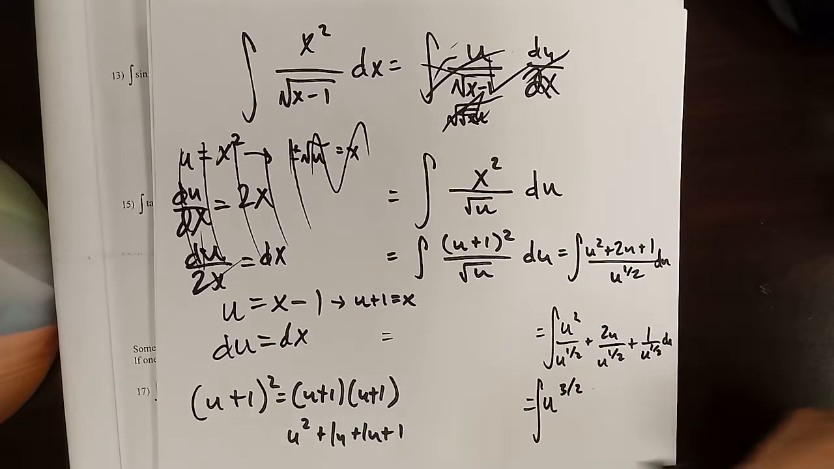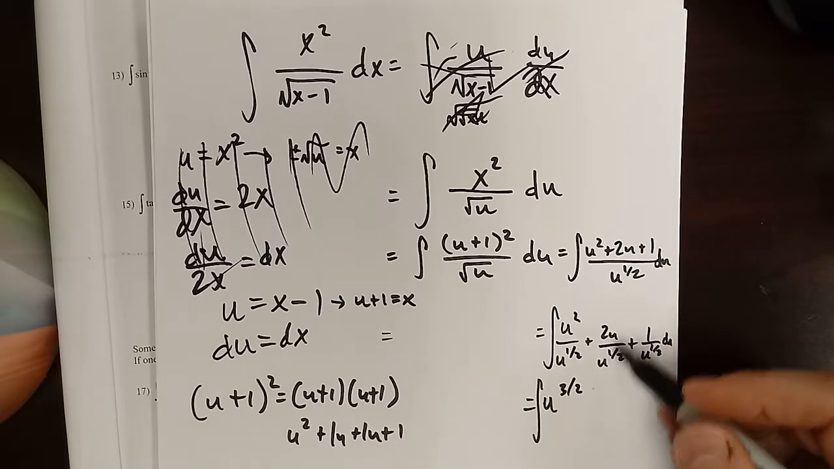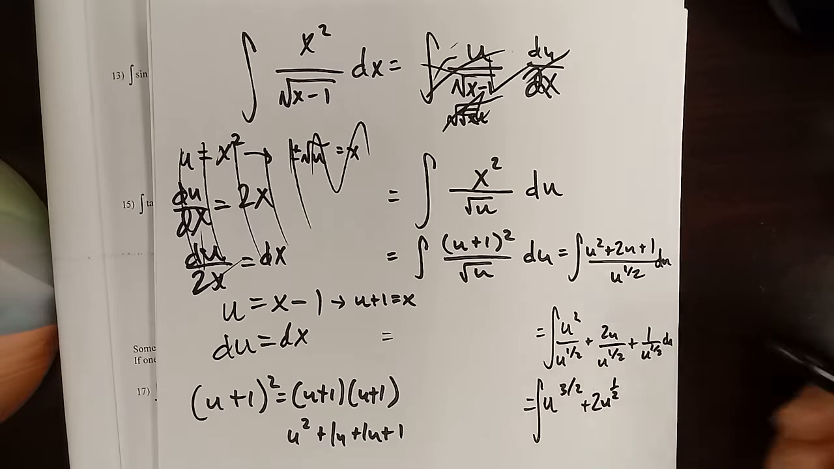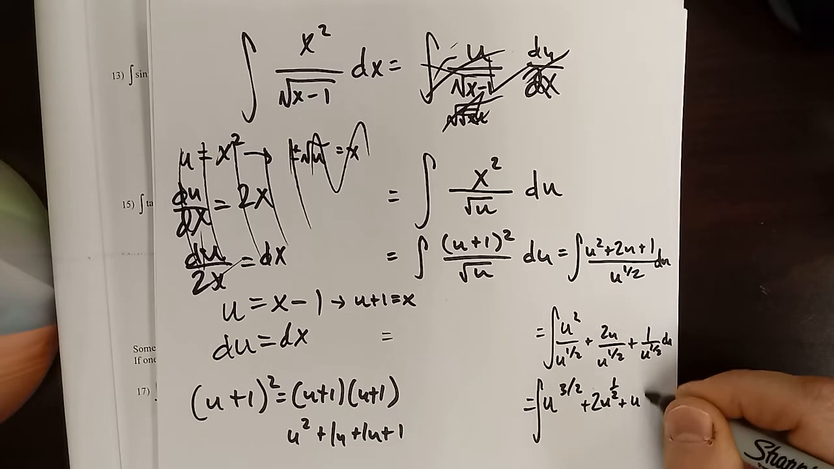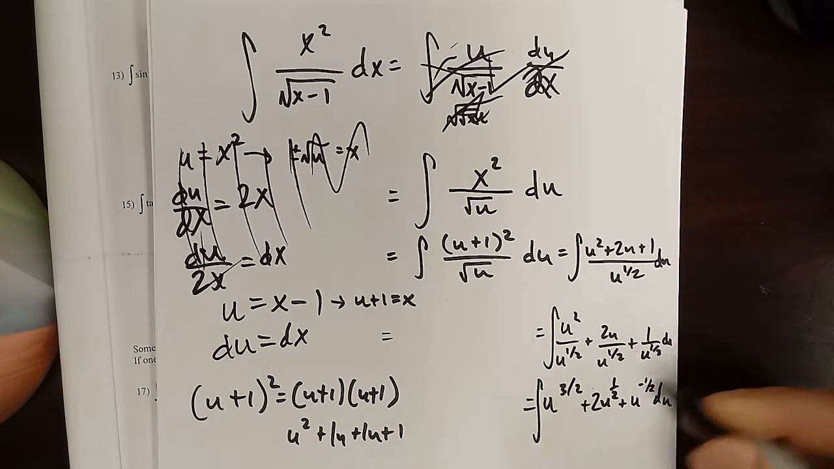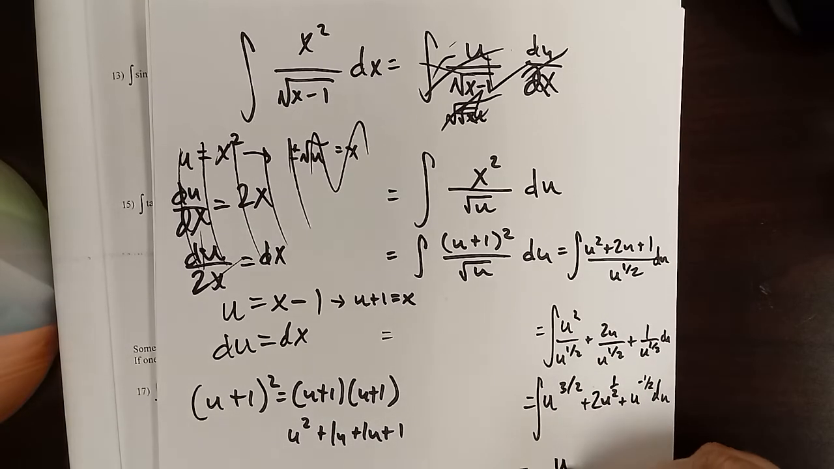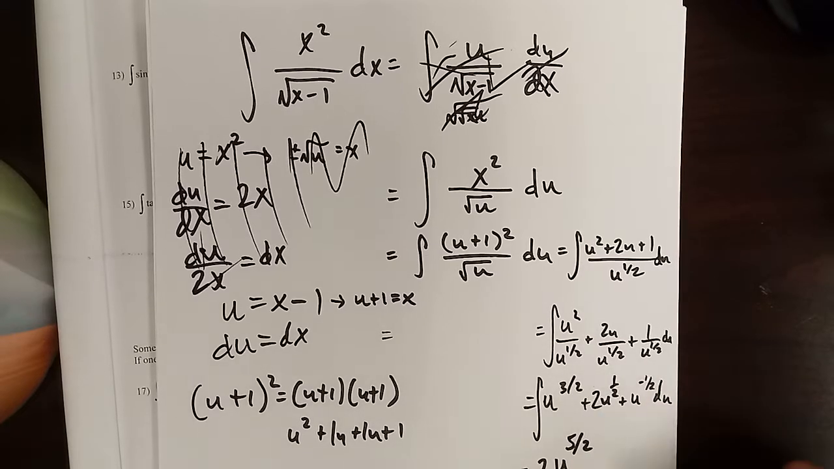Still haven't taken the integral yet. I need to leave it out there. 1 minus 1/2 is 1/2. Then this is just plus u to the negative 1/2. Now I can take, I almost said derivative, now I can take the integral of this and get u to the 5/2 times 2/5. Remember, we're adding 1 to that. Then add 1 to this and get 2u to the 3/2 times 2/3.